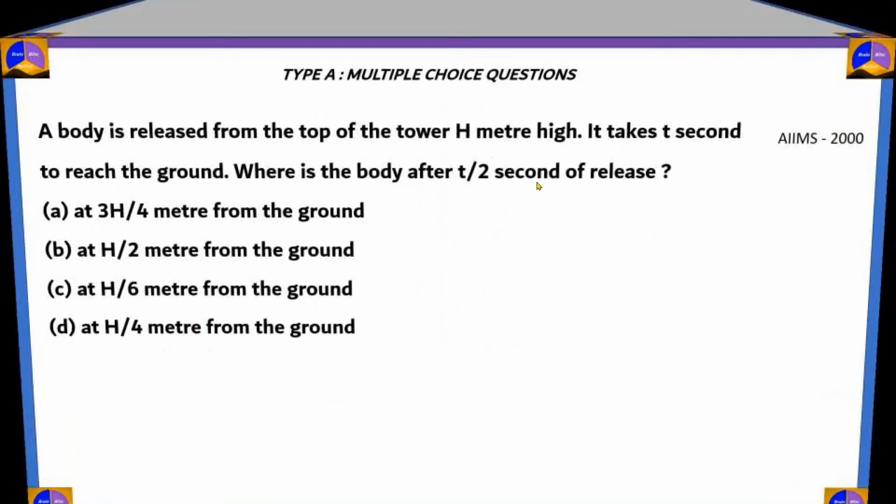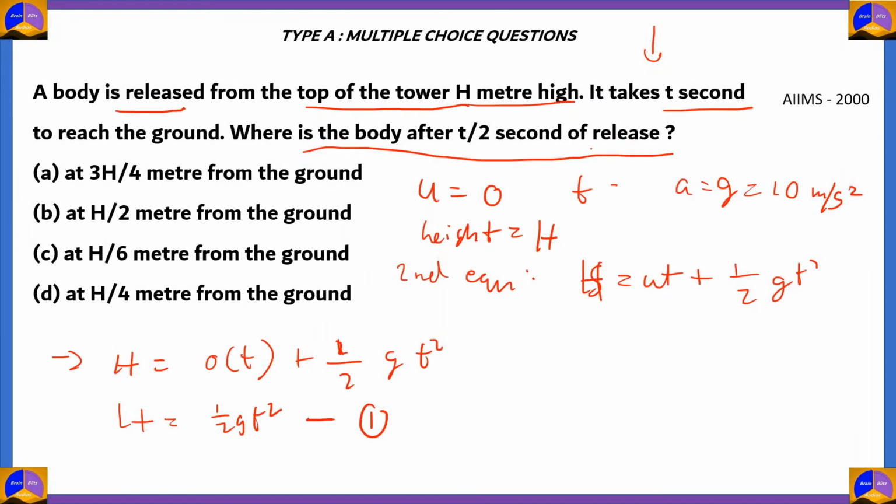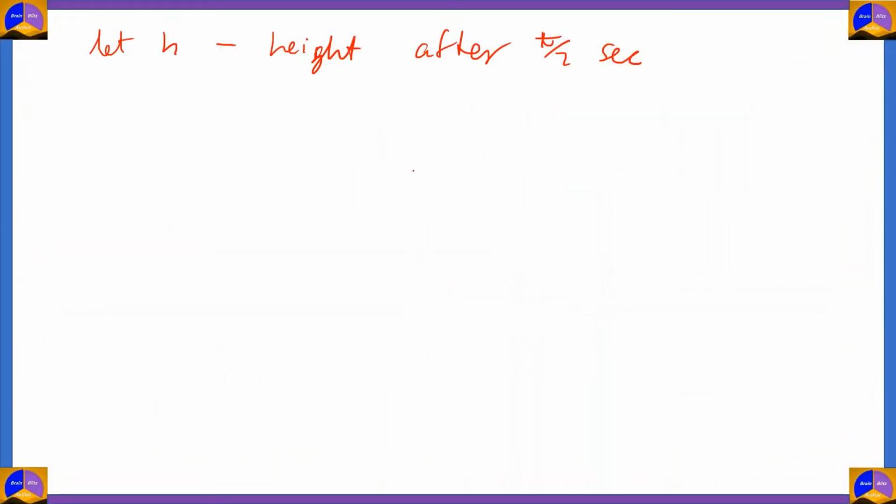So now we consider small h to be the height of the object after t by 2 seconds. So over here, we need to find out where the body is after t by 2 seconds of release. So basically, we need to find the value of small h. So let's draw the diagram. The total distance is H, and after t by 2 seconds, the body supposedly reaches a height small h. So we can understand that the distance of the fall, that is the distance traveled at t by 2 seconds, is capital H minus small h.